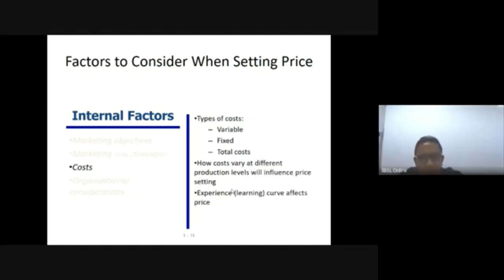The cost also matters. Depending on the cost, you have to price accordingly, because at the end of the day you have to cover cost with a margin.